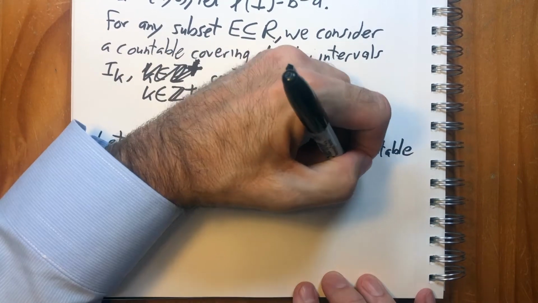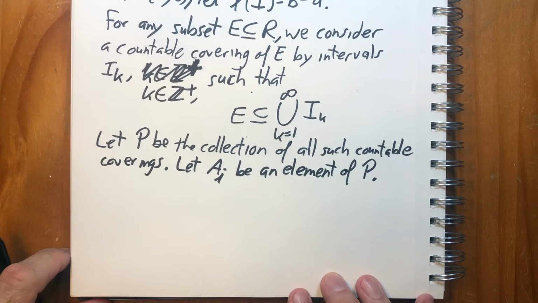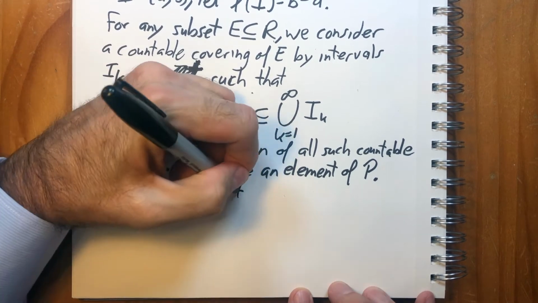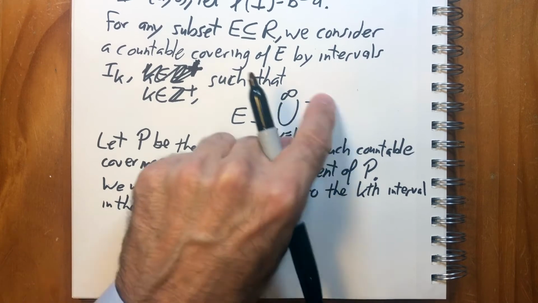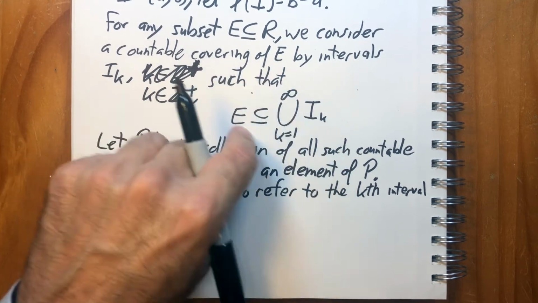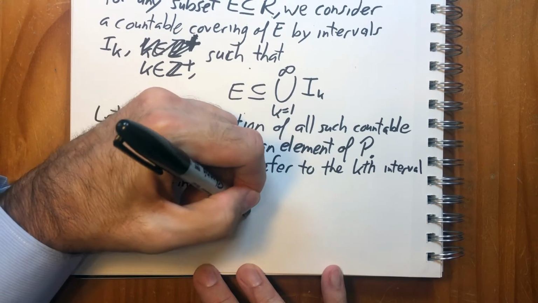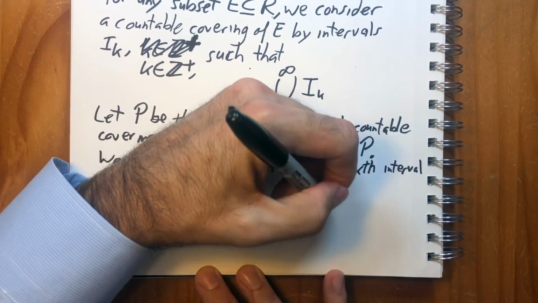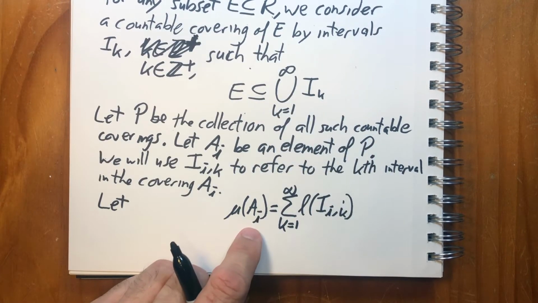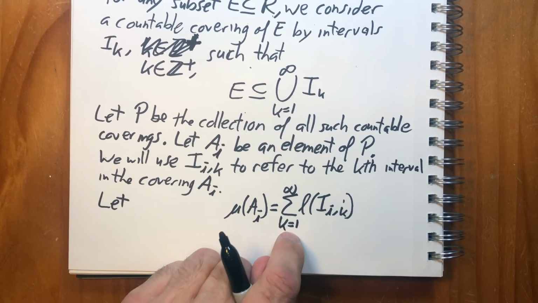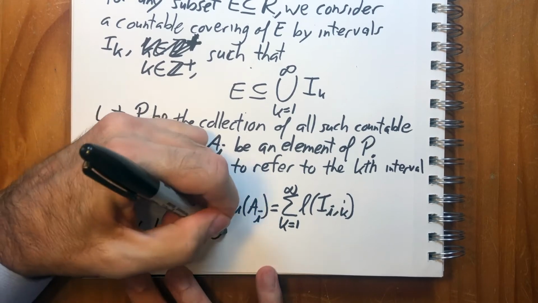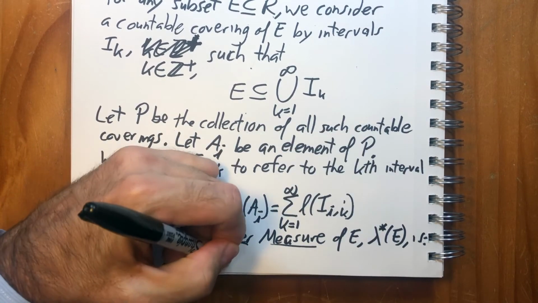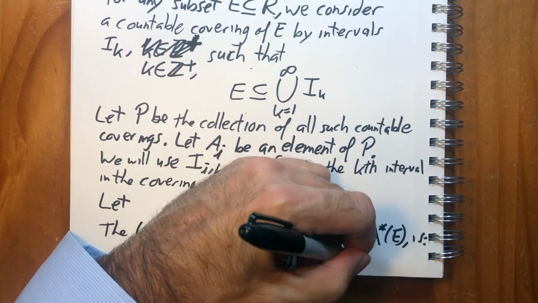Let A be an element of P. Okay, so A is one of these coverings, and then P is the collection of every possible such covering. We'll use I_k to refer to the kth interval of the covering A. So let mu of A be the sum of the length of every interval in A. So A is one of these coverings, and mu of A is the sum of the length of all of the intervals in that covering. Then the Lebesgue outer measure equals the infimum of the mu of every element of P.